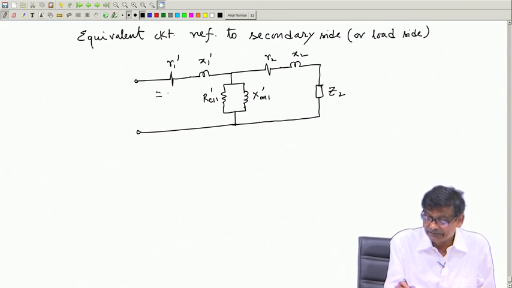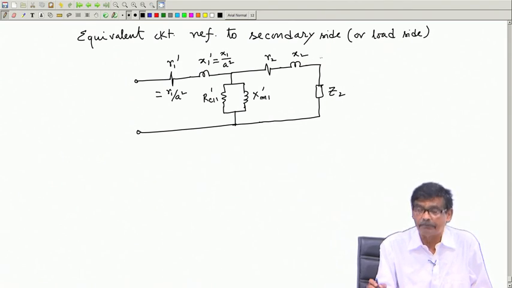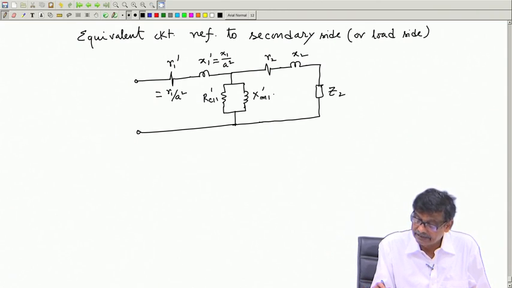This R1 dashed will be equal to R1 by A square, the opposite thing. What is this X1 dashed? Actual leakage reactance by A square. R2, X2 will not suffer any change. Similarly, actual impedance. What is this XM1 dashed? It will be XM1 by A square.